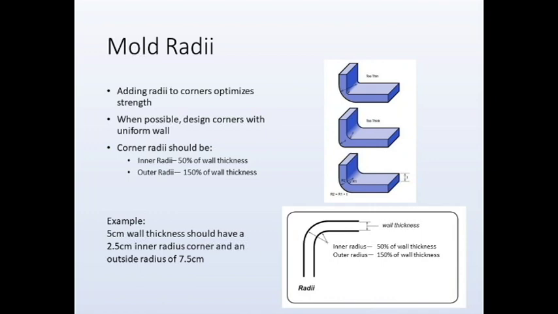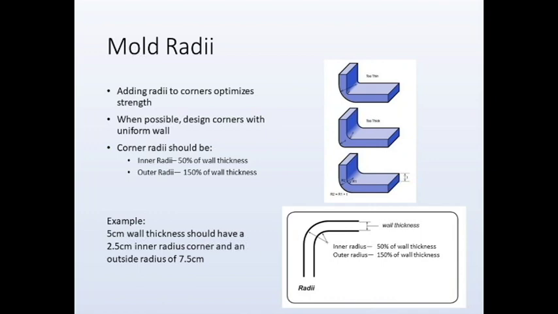Mold radii. Adding radii to the inside of corners is needed for optimum part strength, and we want to avoid sharp corners, as stated during the wall thickness design. We want to try to implement a 50% radii of the wall thickness for the inner radius and a 150% radii for the outer thickness.